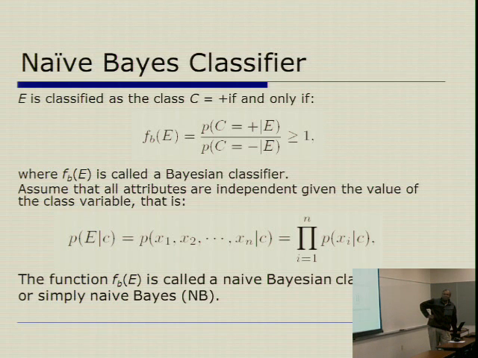Okay. Now, the other one is we said that if I look at any data point, E is a data point, right? X1, X2, XN, correct? So I'm assuming that if I know the class, then the feature values are independent. So the value of your height, I'm assuming, is independent of your weight, if I know you're a boy or a girl. Now, of course, the two are related, but that's the approximation I'm making.